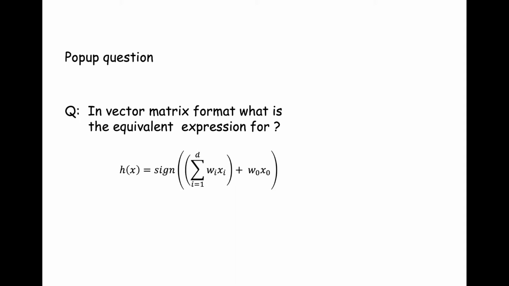h of x is sign, S-I-G-N, so it returns positive or negative depending on whether or not the parameter to it is positive or negative. The sum, i goes from 1 to d, where d is the dimensionality, the number of features for our representation. i goes from 1 to d of wi xi, so it's the weighted sum. And then we add to that w naught, x naught. I'll give you a moment. Please press pause, and I'll give you a moment to think about it.